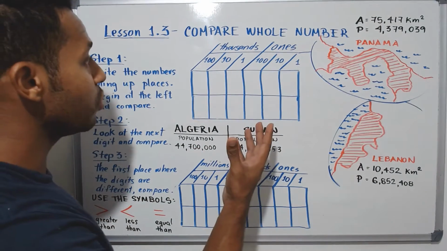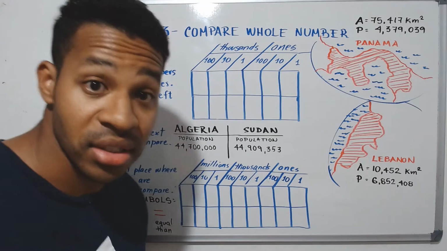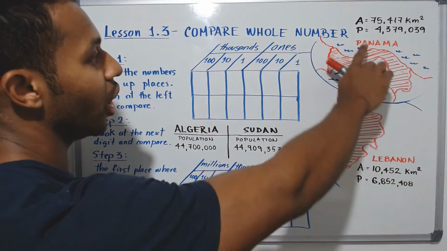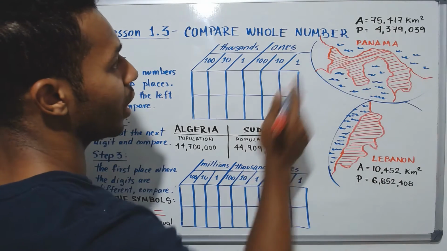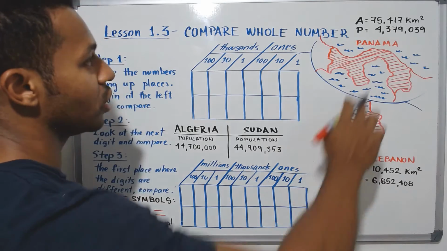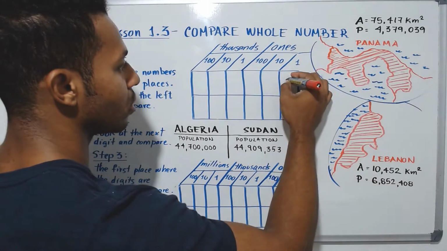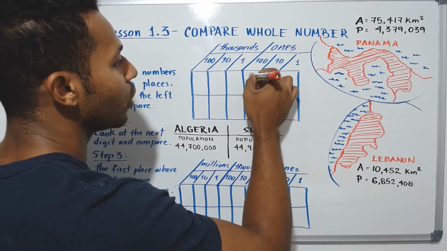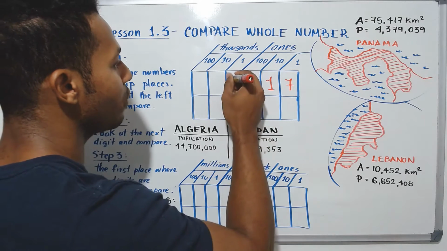Using this place value chart, we are going to line up the places of the digits. For example, let's start with the area of Panama. The area is 75,417 kilometers squared. The number 7 at the end is in the ones place. The number 1 is in the tens, the number 4 is in the hundreds, and in the next period, the thousands, we have the 5 and the 7.